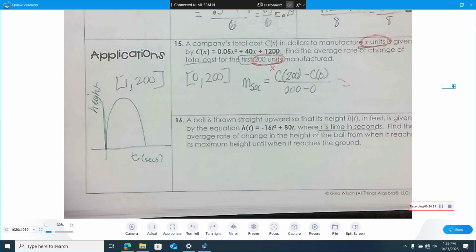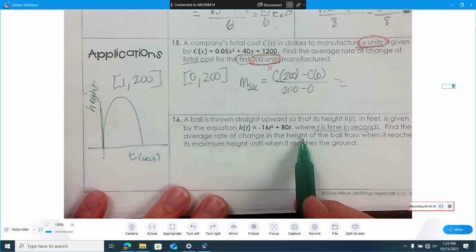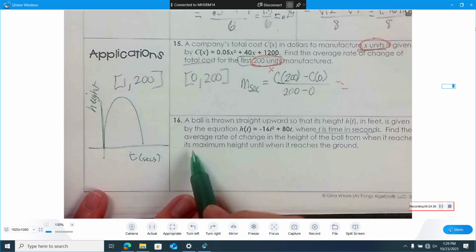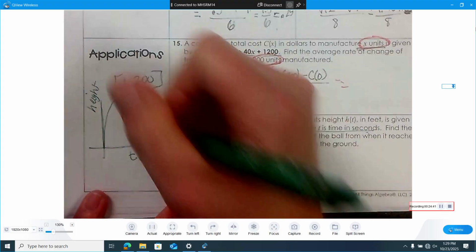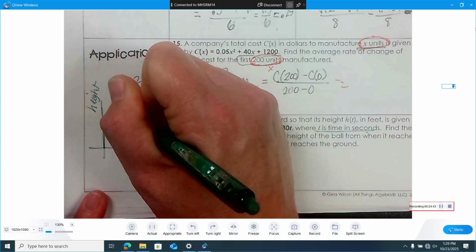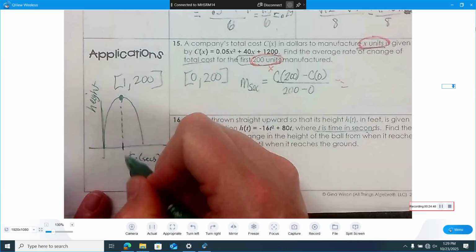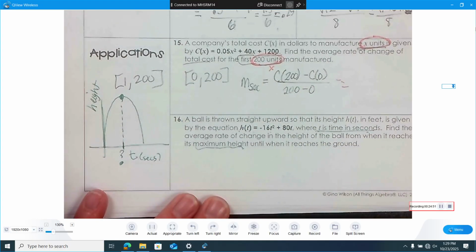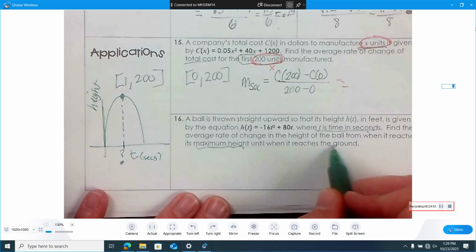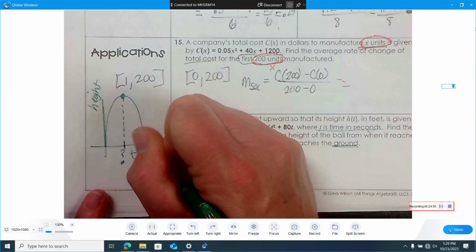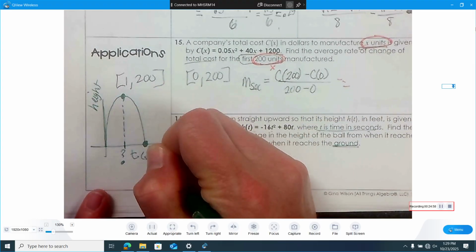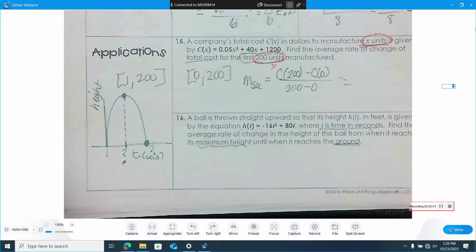So time is passing. All right, find the average rate of change in the height of the ball from when it reaches its maximum height. That's right here. Oh, I need to know what that time is, from when it reaches its maximum height until it reaches the ground. So here is where it's reaching the ground. I need to figure out where it reaches its maximum height, and the time that it hits the ground. How do you want to do that?